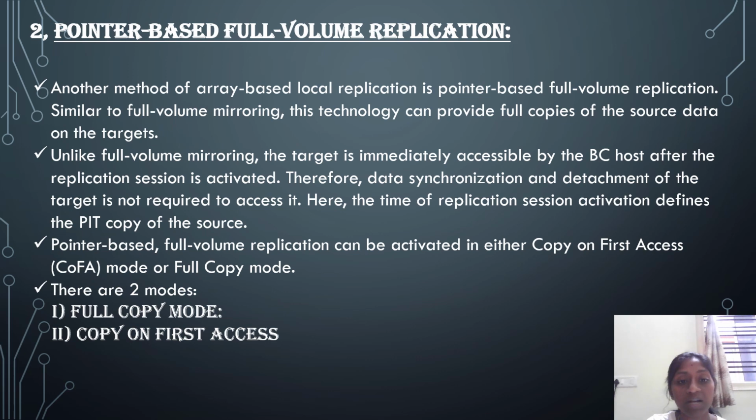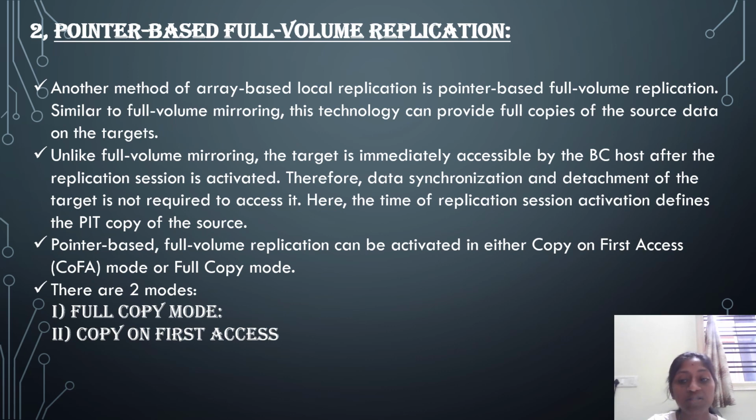Unlike full volume mirroring, the target is immediately accessible by the BC host after the replication session is activated. Therefore, the target does not need to be synchronized and detached to access it. Here, the time of replication session activation defines the PIT copy of the source. Pointer-based full volume replication can be activated in either copy on first access mode or full copy mode.